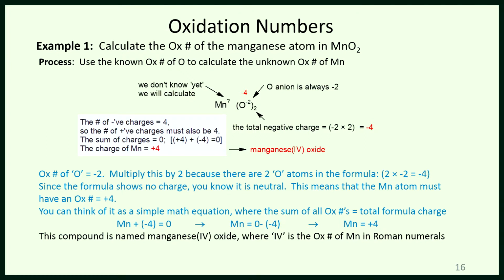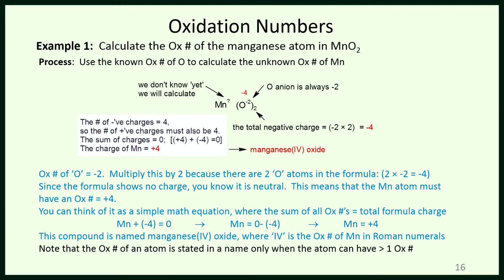We need to state which one it is. And that's the rule. The oxidation number of an atom is stated in a name only when the atom has more than one oxidation number. For example, you would never say pass the sodium 1 chloride, because sodium only has one oxidation state, so it's not stated.